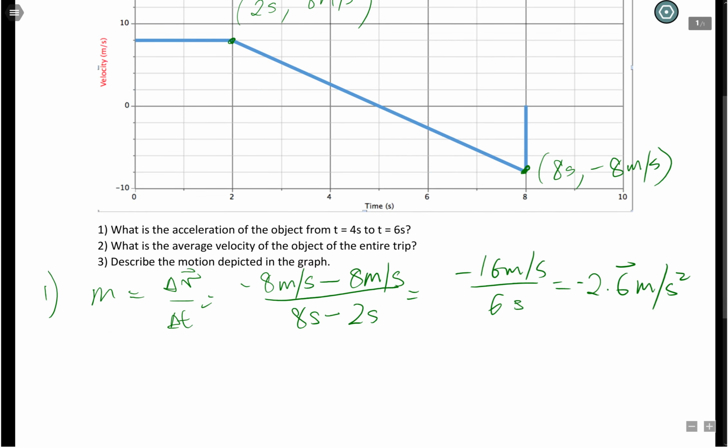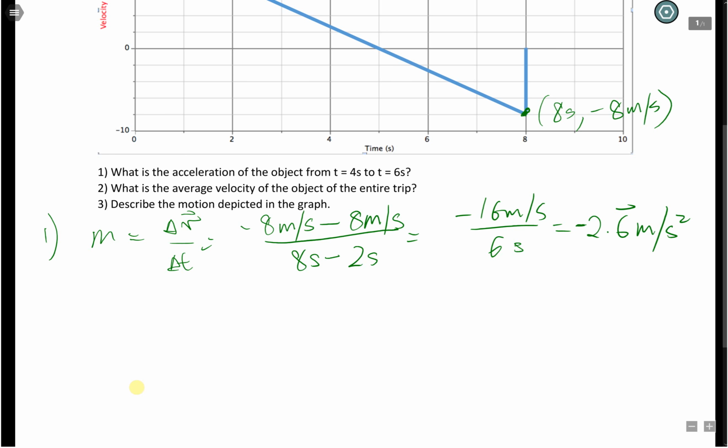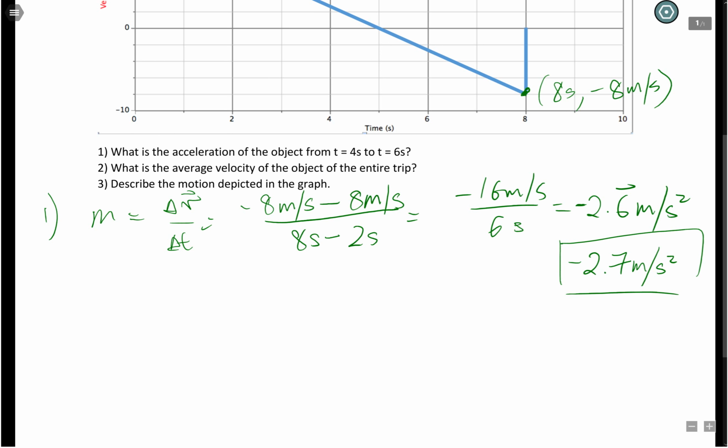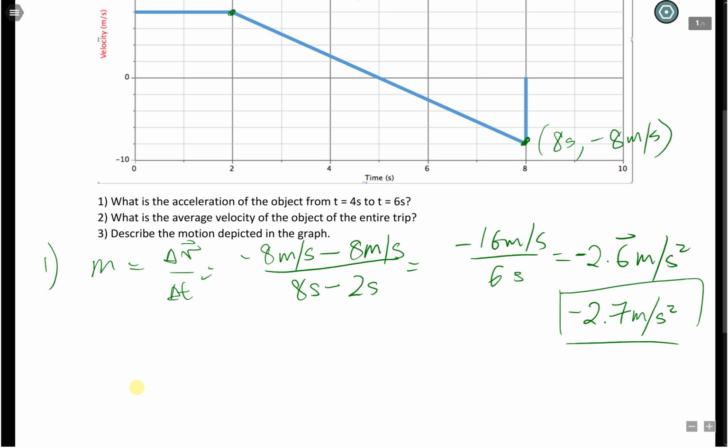What I'll probably do with the rounding for this one is round this to negative 2.7 meters per second squared, because it's a repeated 6. Roughly 2 to 3 significant figures. Let's take a look at 2. Number 2, what is the average velocity of the object of the entire trip?